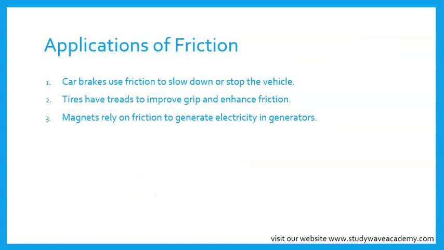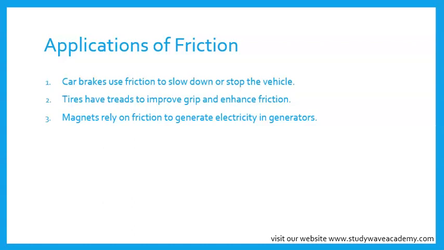Applications of friction. Friction is used in various applications. Okay? Car brakes use friction to slow down or stop the vehicle. Friction is essential in the braking system of cars. When you press the brake pedal, friction between the brake pads and the rotating wheels slows down and stops the car.